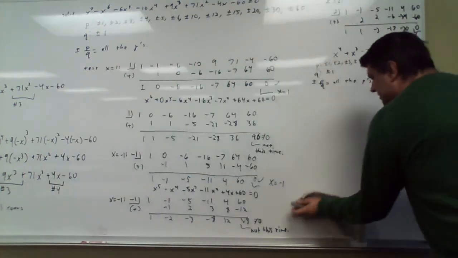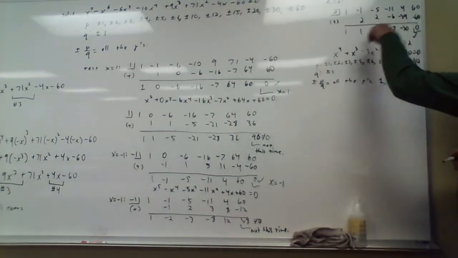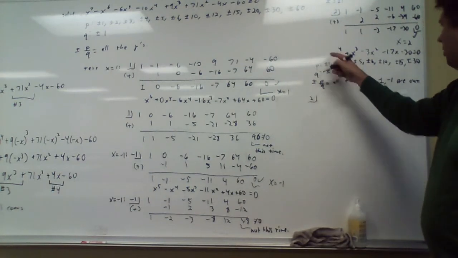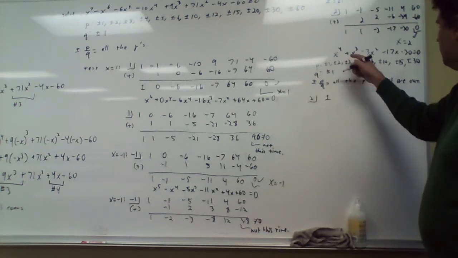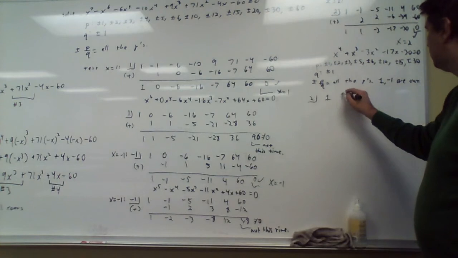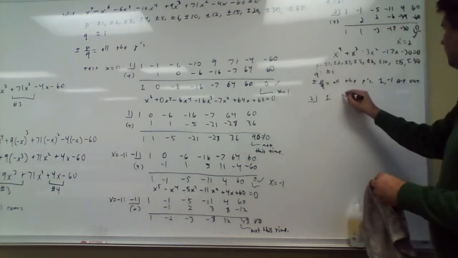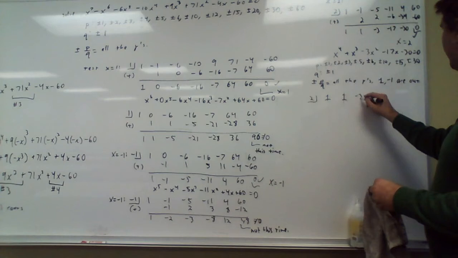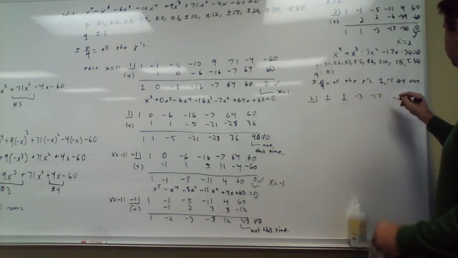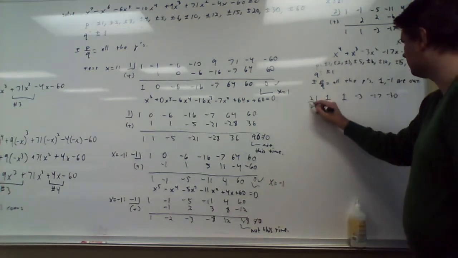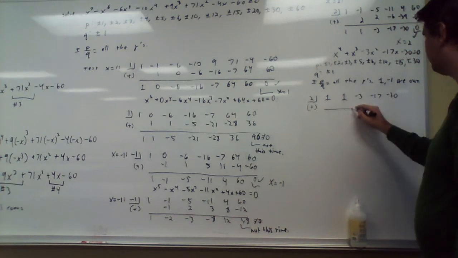So 2 is still on the list. 2 didn't stop giving us zeros, so we'll try 2 again. We're going to try it in this polynomial: 1, 1, negative 3, negative 17, negative 30.